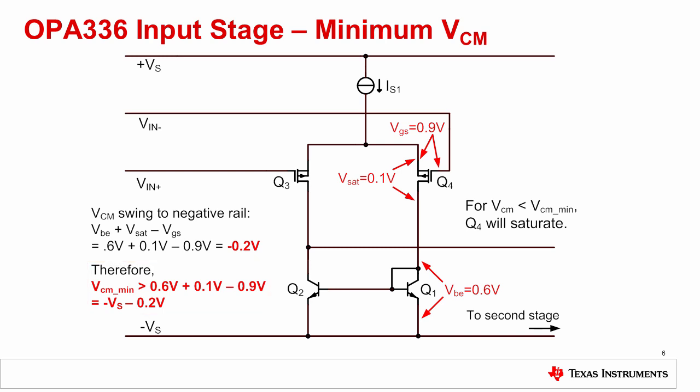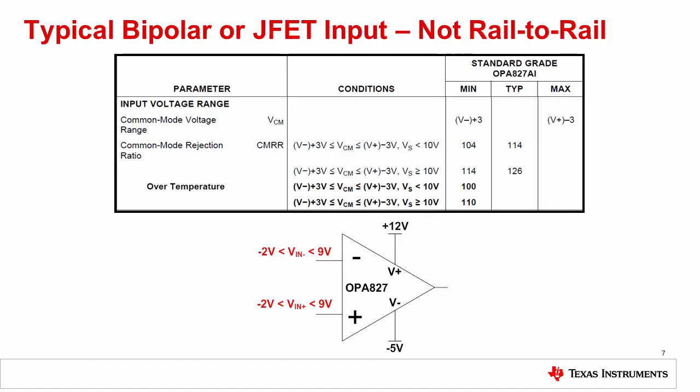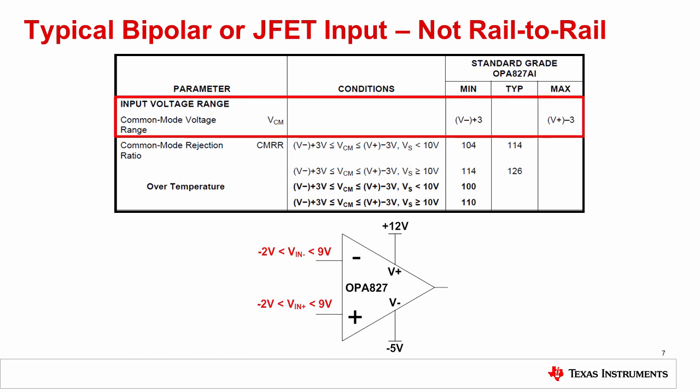Once we reach the common mode limit, Q4 becomes saturated, causing nonlinearity. Let's move on to the next topology, an op-amp with either a typical bipolar or JFET input stage, such as the OPA827. This amplifier has common mode limitations to both supplies, that is, the input voltage must remain several volts away from each supply rail.